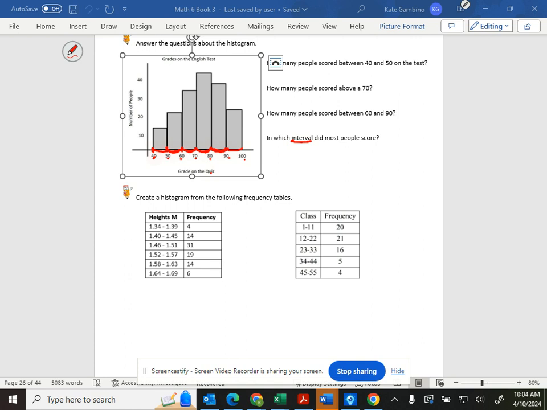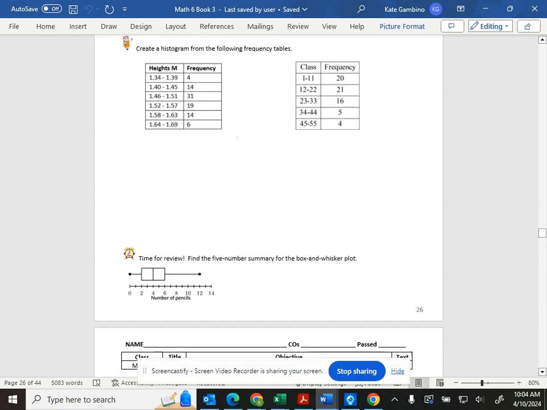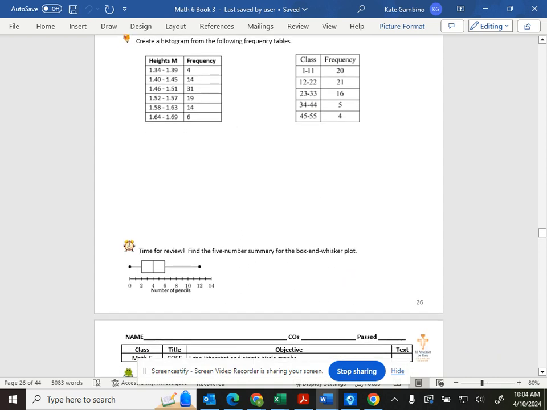Now it says create a histogram from the following frequency tables. Just like with our box and whisker, let's set it up together. You're going to finish it on your own, but we're going to set it up together. What do I need to start? Thinking about graphs. Jimena? I need my x-axis and I need my y-axis.